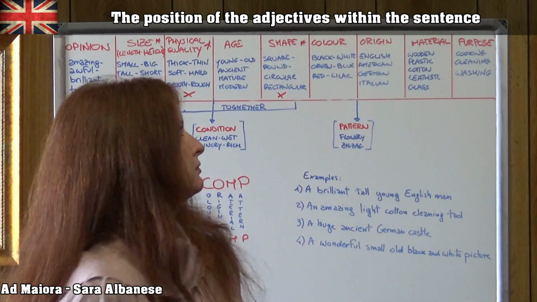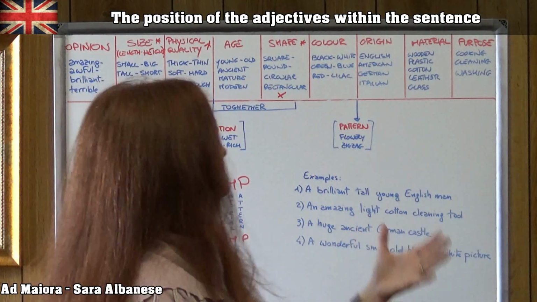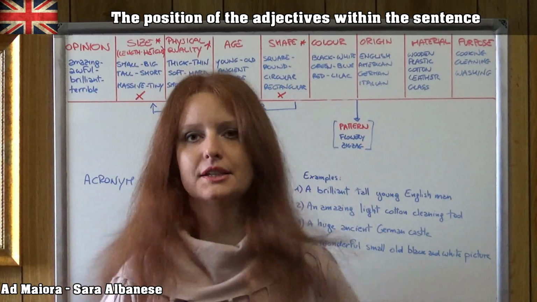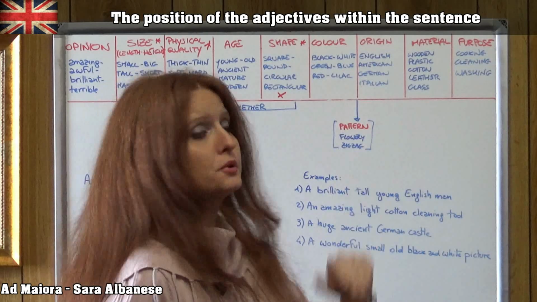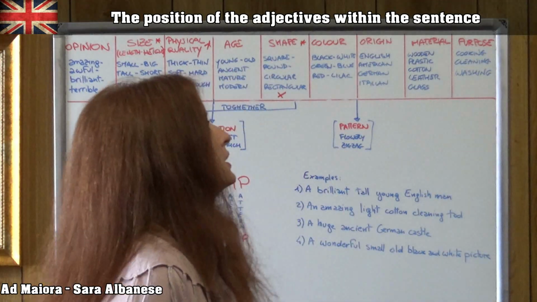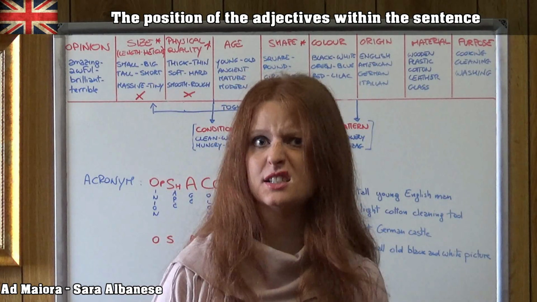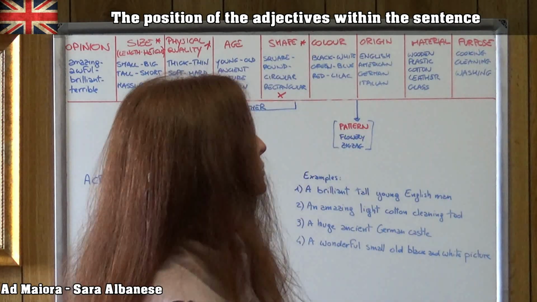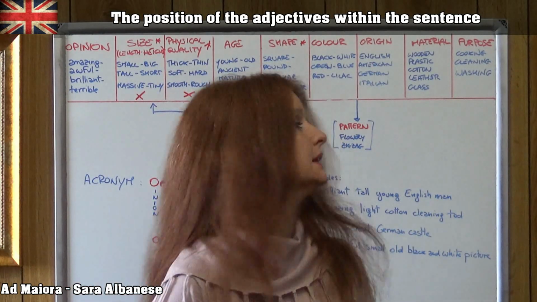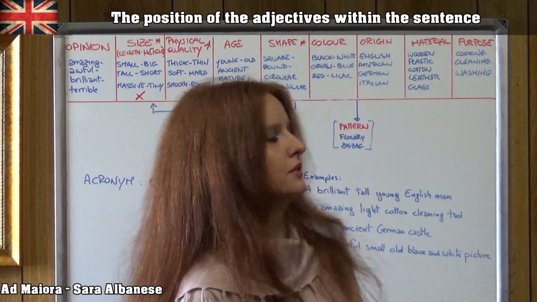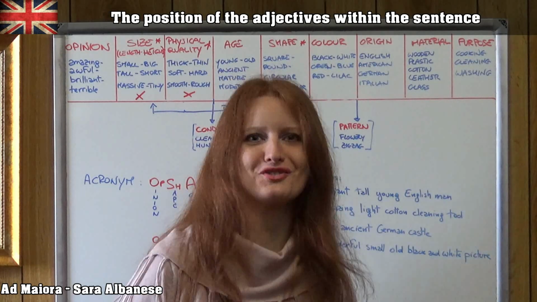Then again, color, obviously, all possible colors. I've just written a few here: black, white, green, blue, red, or lilac, purple, or yellow, or whatever you want. Then origin, like in this case, English, American, German, Italian, Chinese, nationalities, most common ones. The material, also in this case we have many possibilities: wooden, plastic, cotton, leather, glass, wool, or silk, or whatever you want.